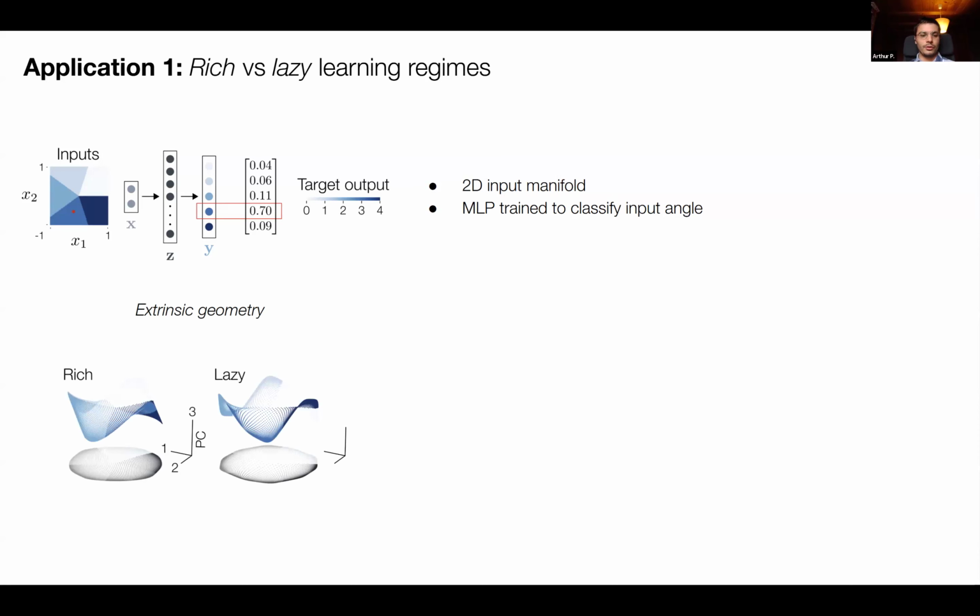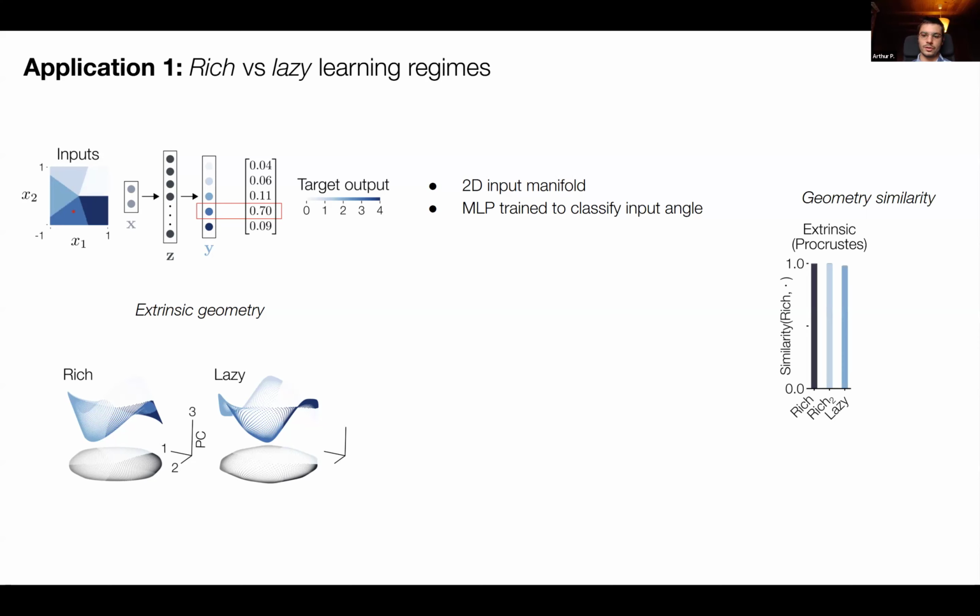So the first thing that we could do is just ask what the extrinsic geometry of these two networks look like. One way to do that is to apply PCA to the activations. If we do that, we don't see much. They look quite similar. If we want a more quantitative measure of that, we can do Procrustes. In particular, here I've done Procrustes between the rich network and a rich network of another seed, rich 2, or the rich network and the lazy network. And in all cases, the similarity is very, very close to 1.